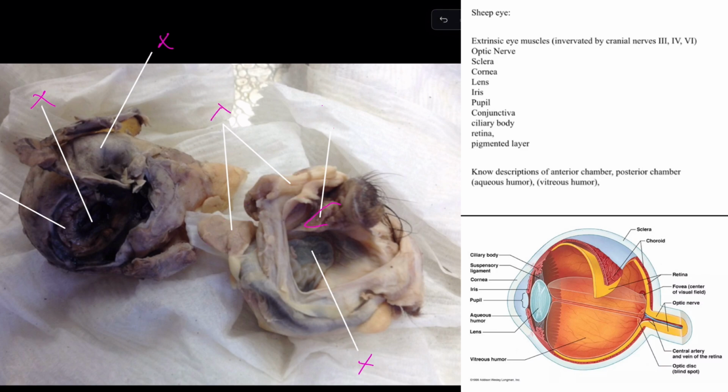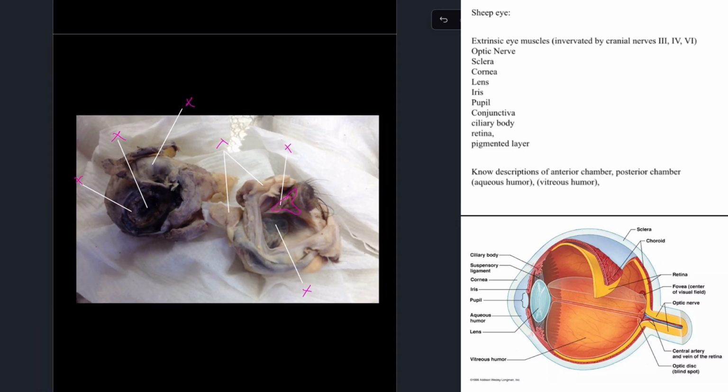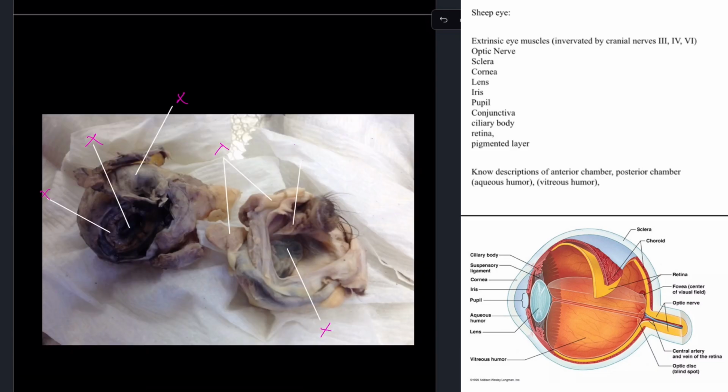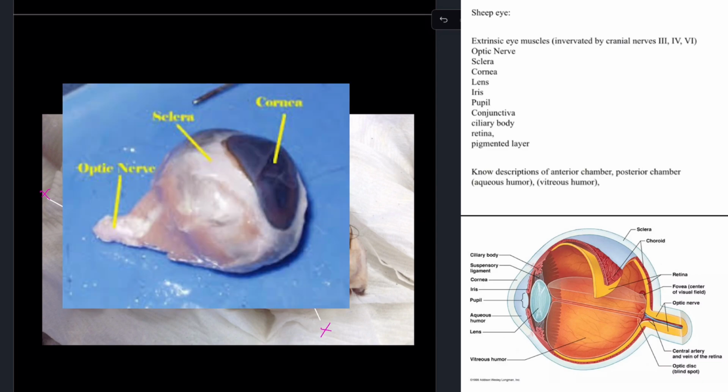And then here underneath the eyelash, that right there is the conjunctiva. I'll provide a picture here showing you what that looks like in a human. And then with the optic nerve, you can't really see it, but behind the eye, you will see the optic nerve. I'll try to provide another picture showing you what the optic nerve may look like during the exam.